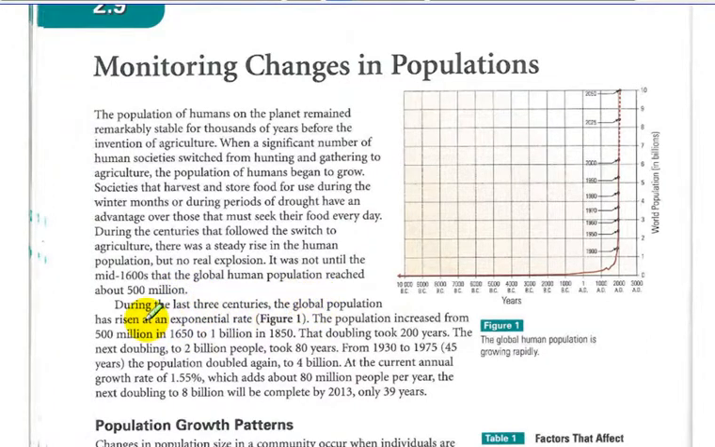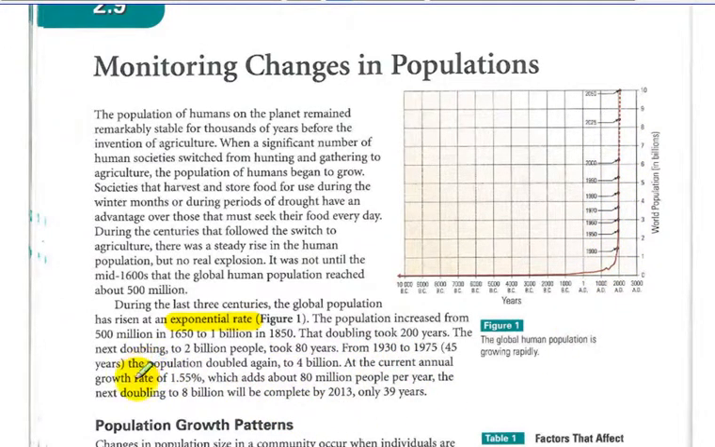During the last 3 decades, the global population has risen at an exponential rate. So curving upwards, that is an exponential rate, as opposed to a straight line in which we have a steady increase. It's really shooting up quick. That's an exponential rate. The population increased from 500 million in 1650 to 1 billion in 1850. The doubling took 200 years. The next doubling to 2 billion took only 80 years. From 1930 to 1975, which is 45 years, the population doubled again. So you can see it's doubling during a smaller and smaller time span. And we're continuing to go at that rate.